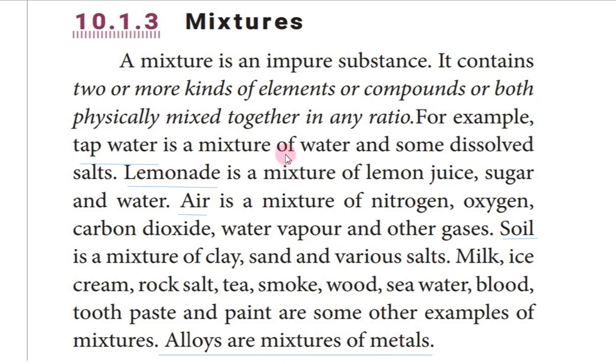Okay, alloys are mixtures of metals. Have you understood? So a mixture is an impure substance. It contains two or more kinds of elements or compounds, or both, physically mixed together in any ratio. They don't have a particular ratio. Any ratio we can add. That is a mixture. Okay. Some examples are given in your book.